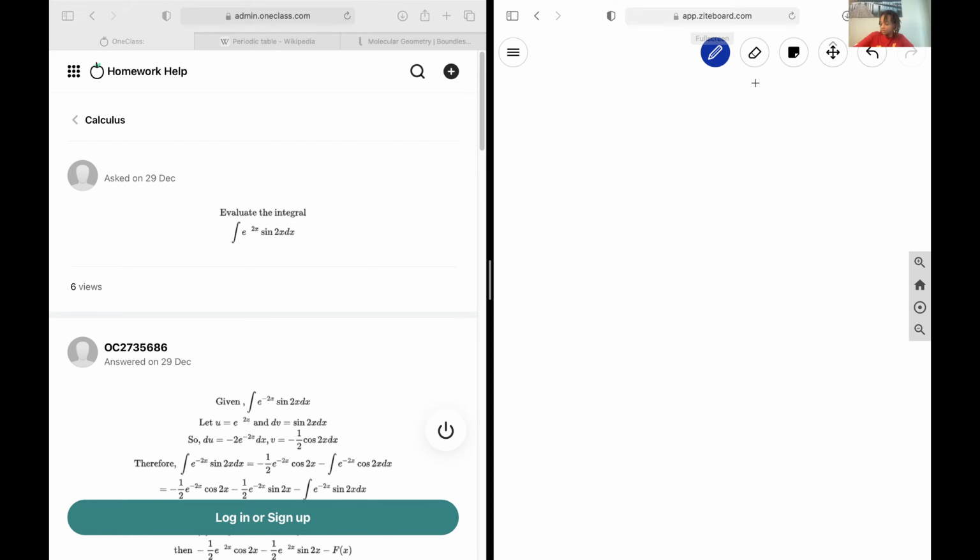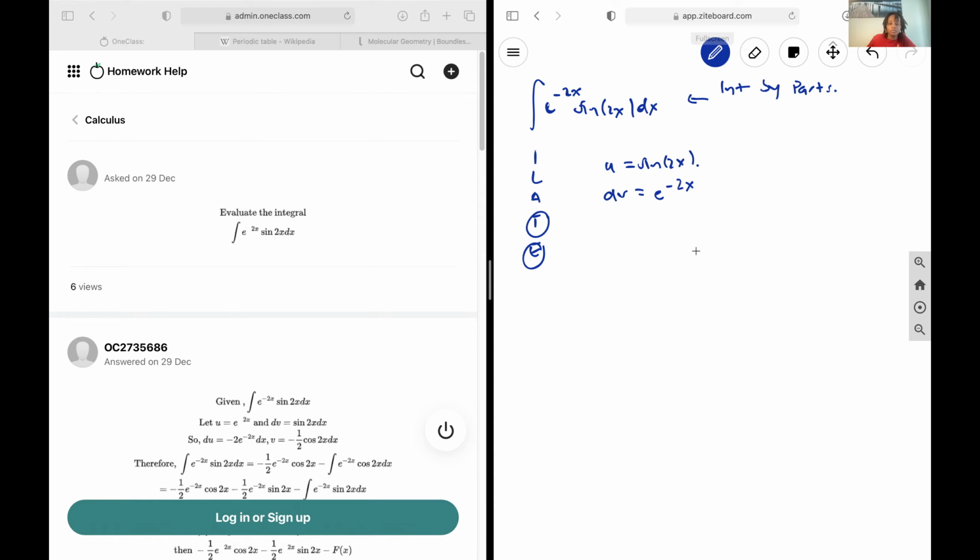Next up, we want to evaluate this integral, e to the power of -2x sine 2x dx, and we're going to be using integration by parts. So to figure out what our u is going to be between inverse, trig, logarithmic, algebraic, trig, and exponential, which one do we see? And so we see the trig before exponential, which means our u is going to be equal to sine 2x, and our dv is going to be equal to e to the power of -2x.